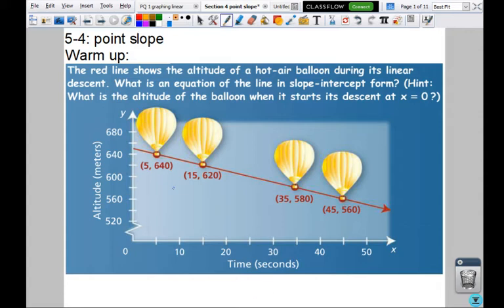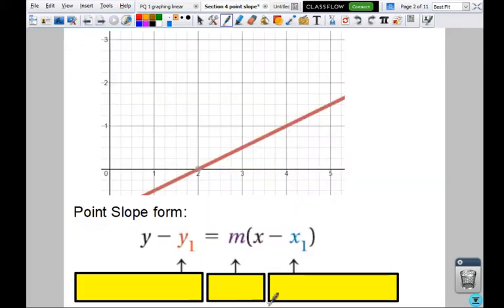All right. So what we've done so far in this chapter is we've worked with slope intercept, y equals mx plus b. We're going to learn a new one today. We're going to learn what's called point slope. So our point slope equation is y minus y1 equals m, and then parentheses x minus x1.